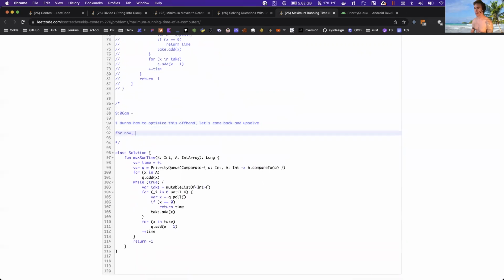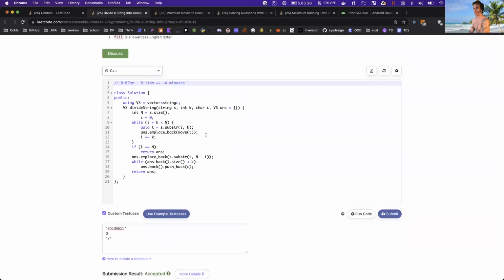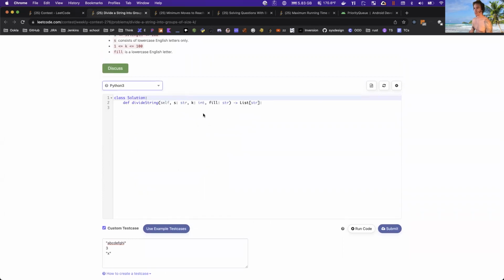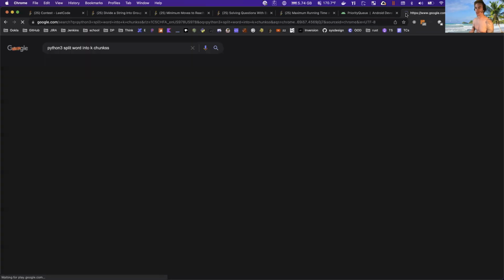All right, for now, we can solve the first three again in other languages. Let's just do that now. Dividing into k substrings, k with one left over, is really verbose in C++. I think in Python there's a function that does this for us. Split word into k chunks. Pretty sure this is done for us.